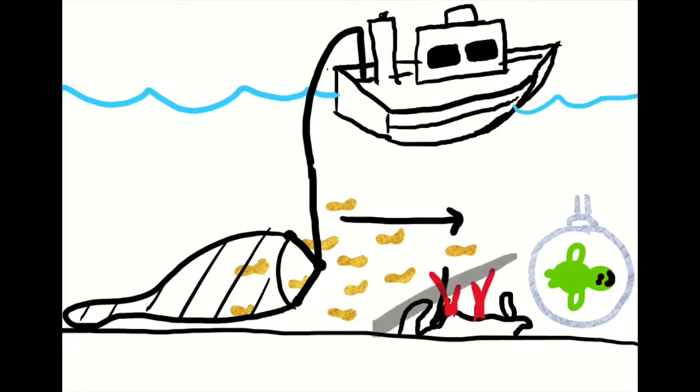This method also tends to destroy coral reef habitats. When the net is being dragged on the sea floor, it is ripping up anything attached there. Communities can be wiped out and completely lost by this method.